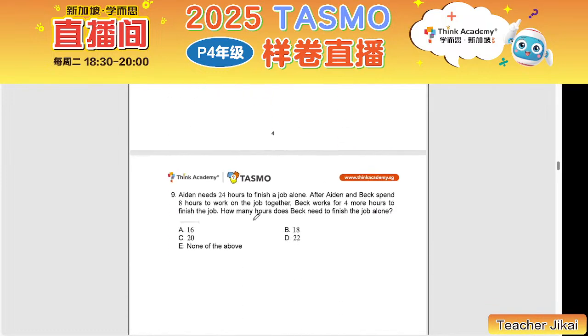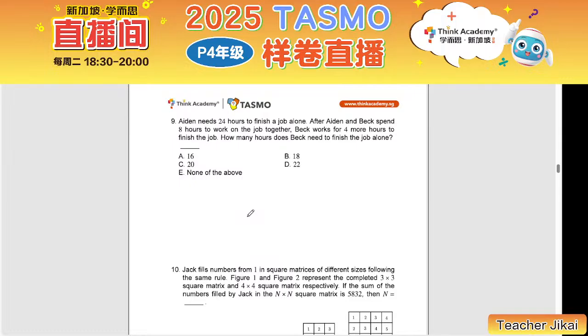Okay, question 9. What is it? Aiden needs 24 hours to finish the job alone. Oh, it is about a rate problem, right? It is about a rate problem.